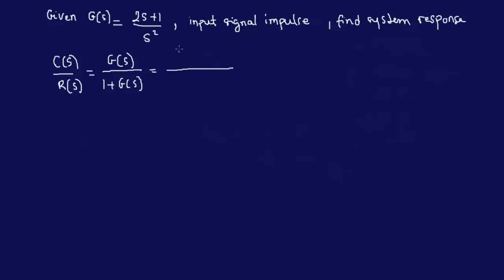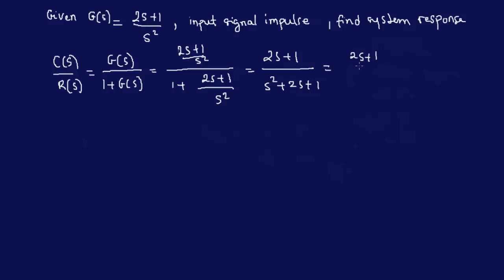So we have (2s + 1)/s² over 1 + (2s + 1)/s². Eventually your s² would cancel out and you have (2s + 1)/(s² + 2s + 1). Now if you factor this out, it will be (2s + 1)/(s + 1)². So now this is our C(s)/R(s).